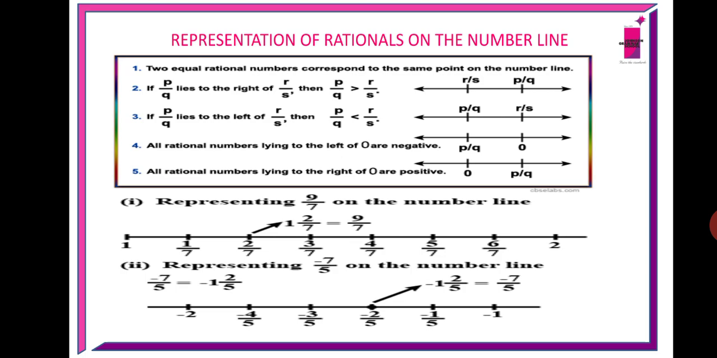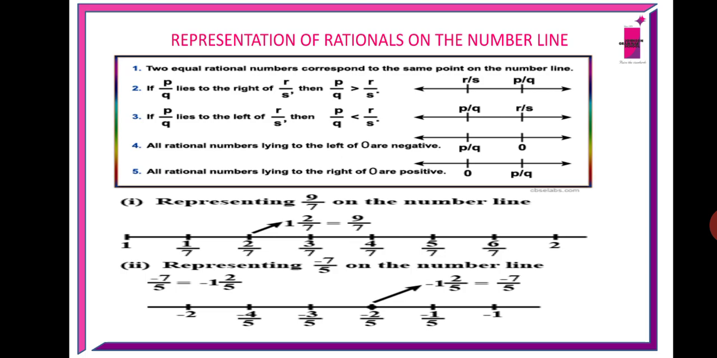If p by q lies to the right of r by s, then p by q is greater than r by s. If p by q lies to the left of r by s, then p by q is less than r by s. All rational numbers lying to the left of 0 are negative. All rational numbers lying to the right of 0 are positive.